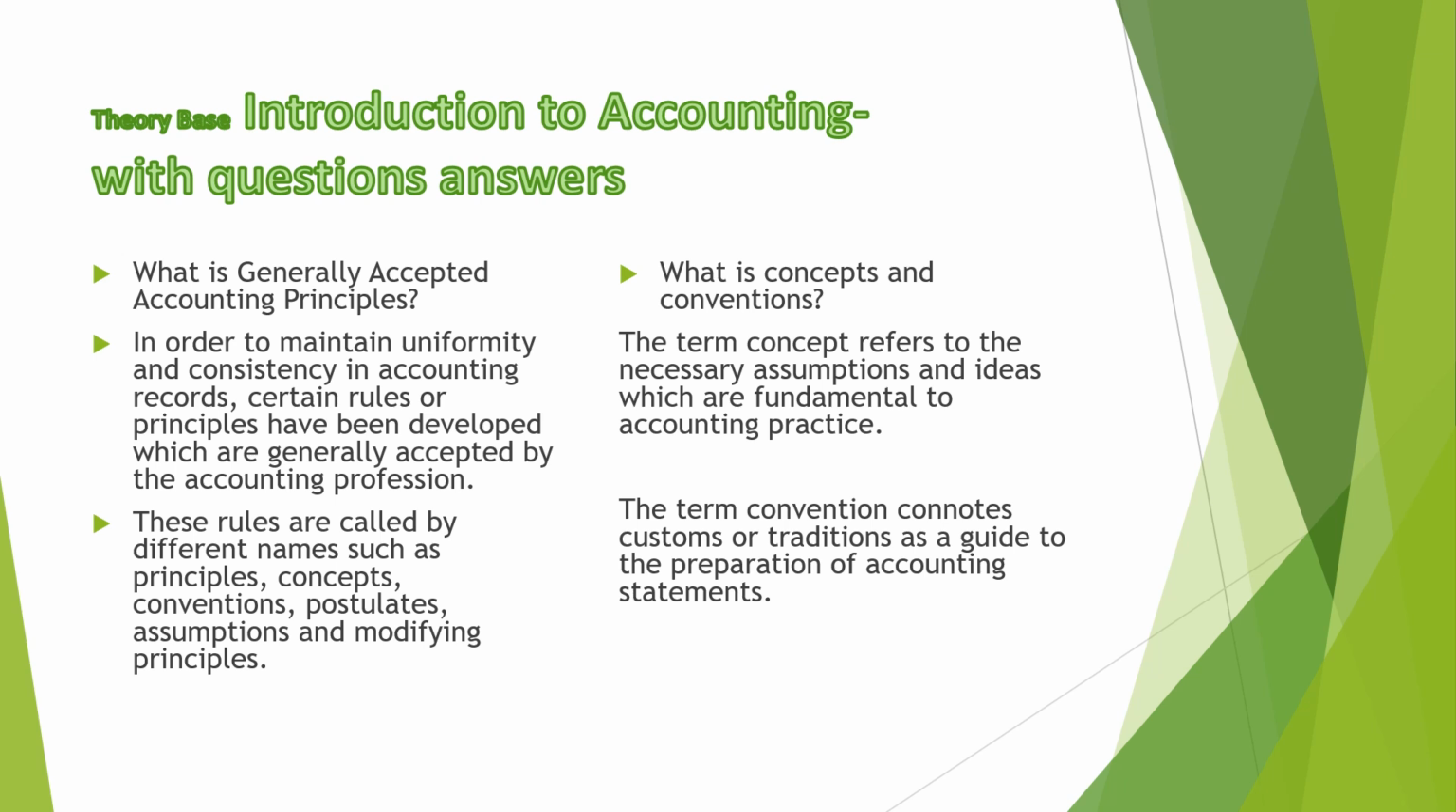Next, very important, related to our accounting principles: what are generally accepted accounting principles? In order to maintain uniformity and consistency, the two important things in our accounting practices, the accounting information must be uniform and consistent so that one can compare with another entity or outside entity. Inter-company and intra-company comparison can be made easily. So the basic rules which govern the different methods and practices are called generally accepted accounting principles.